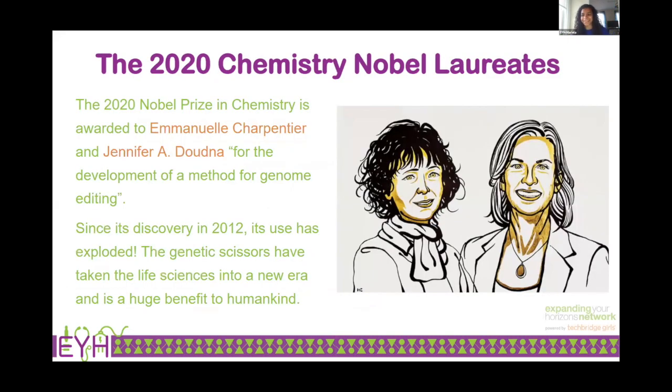Who invented it? And so finally, we see that the two women who came up with this revolutionary technology are Emmanuelle Charpentier and Jennifer Doudna. And they actually received the Nobel Prize in Chemistry in 2020. And so with these genetic scissors, the life sciences have entered a new era, and it's a huge benefit to humankind. And it shows us that not only are women in science capable of making a change, but women are currently revolutionizing all different fields of knowledge at this very moment.